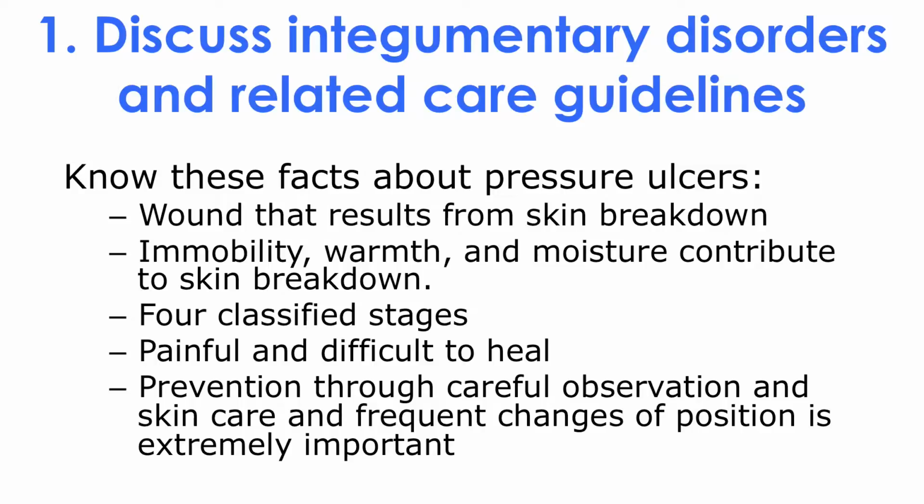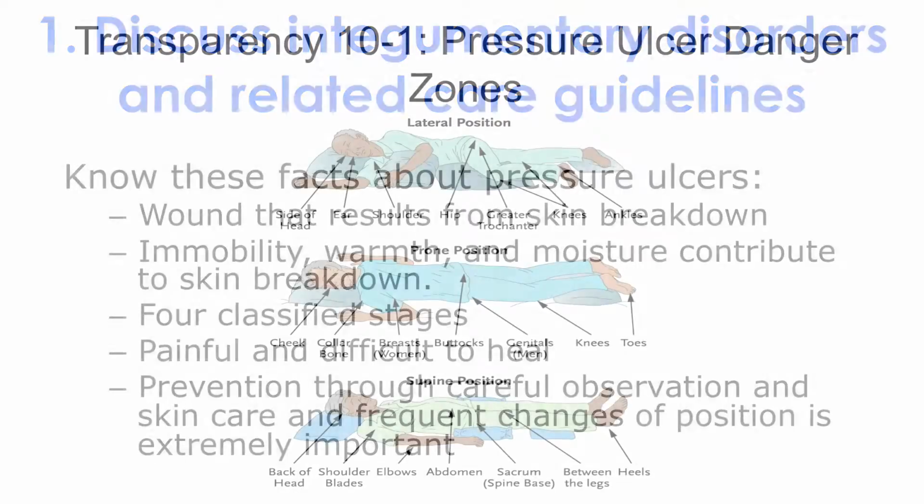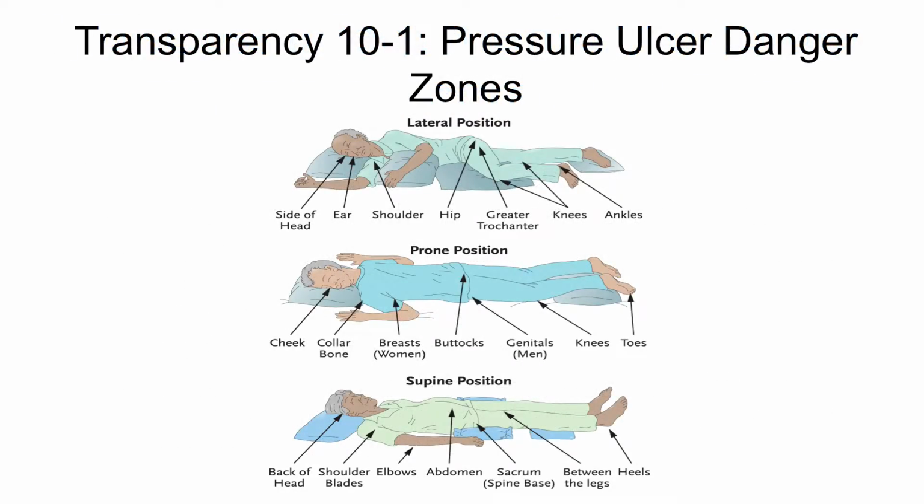Now, what happens is we classify them in 4 stages, okay? And as the stages go up, the higher stages, it becomes more difficult to heal, and there is pain that may actually be involved in it. So one of the best ways to take care of this is prevention. So prevention through careful observation and skincare and frequent changes in position is extremely important to be able to prevent any pressure ulcers. So what we're looking at right here are the pressure ulcer danger zones, okay?